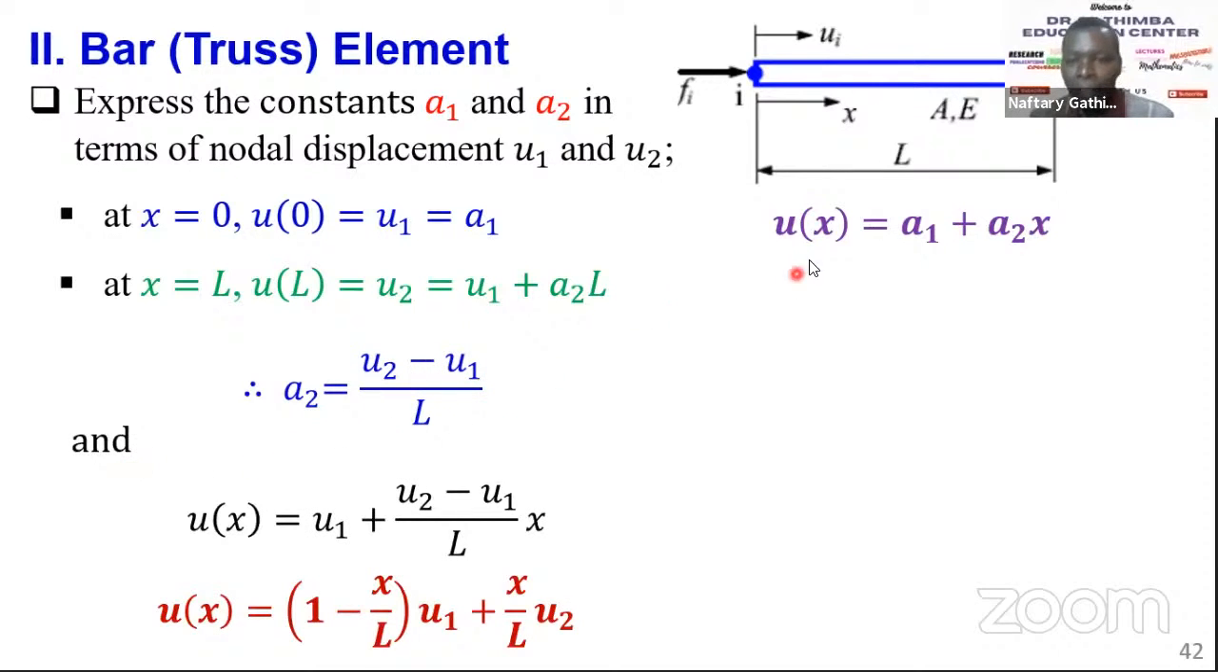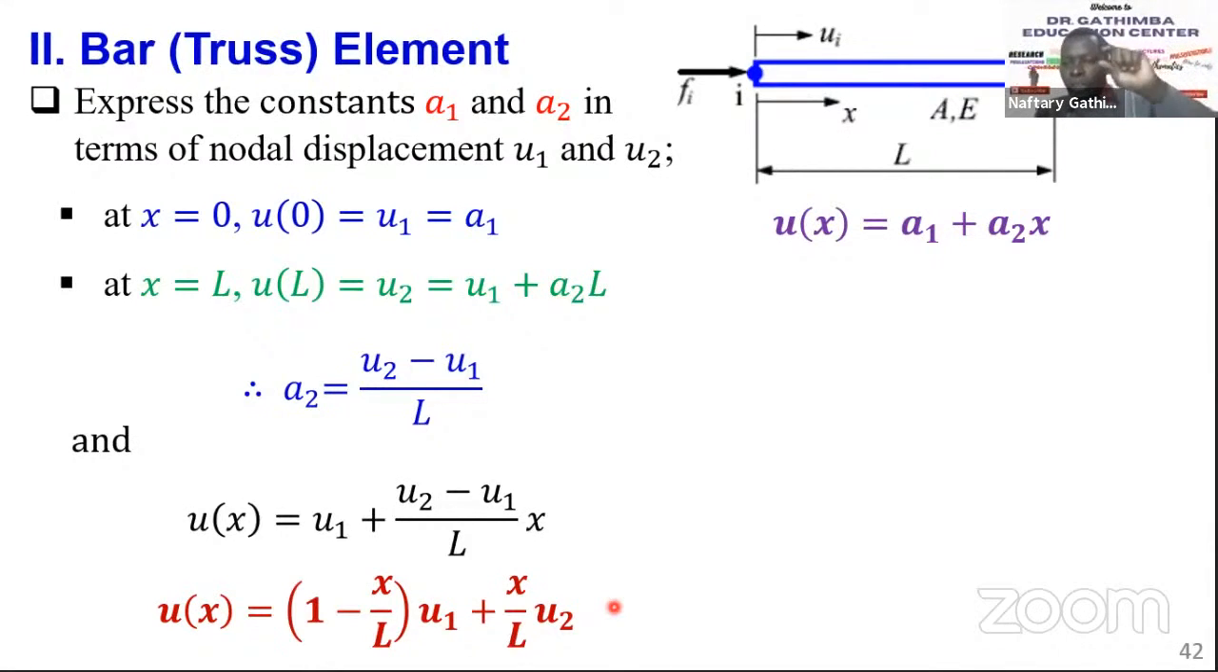And therefore, in our equation, you need to substitute what is a1 and a2. What is a1? a1 here we found is u1. And what is a2? a2 is u2 minus u1 over L. So in this equation, if we now factor out the displacements u1 and u2, this is what we call the displacement function. We have come up with the displacement function for a bar element. So this is how it's varying. At any one point between the two nodes, you can interpolate.